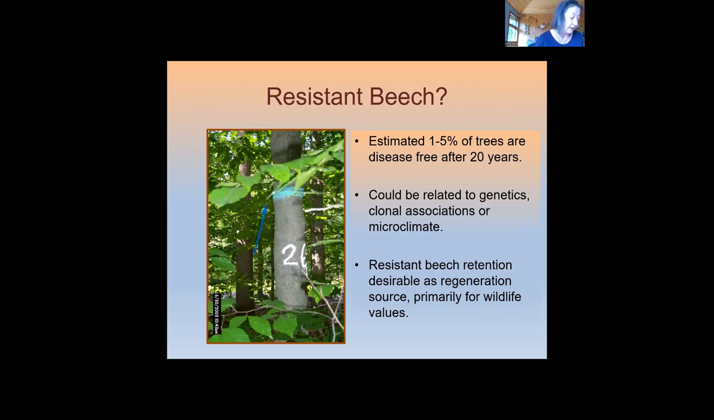Okay, so there have been long-term studies where beech bark disease has been followed. Dave Houston did a lot of these in Maine, where he would monitor stands where the disease was endemic, and he noted that about 1 to 5% of the trees showed no sign of the disease after 20 years, and so it was believed that there was some kind of genetic resistance to the disease, or it could have been related to microclimate or some clonal properties where there was a resistant tree and it was cloned to another one. But it brought about the concept of trying to retain some of these resistant beech, because beech is a desirable species ecologically, especially for wildlife values.